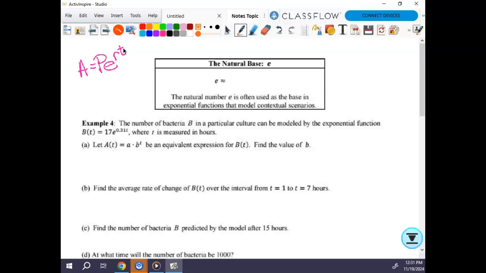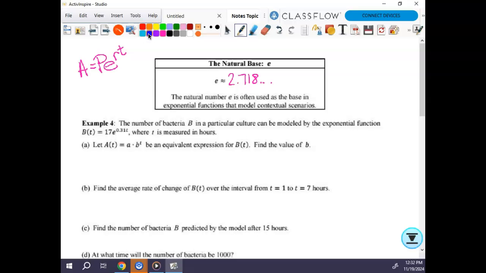Now, it's helpful to know that pi is about 3.14, right? It's a little bit more than 3. It's also helpful to know e is about 2.718, blah, blah, blah. But just knowing it's about 2.7 sometimes helps with reasonableness of an answer, but it's not like you have to have it memorized or anything. And here's how it's going to be presented to us.